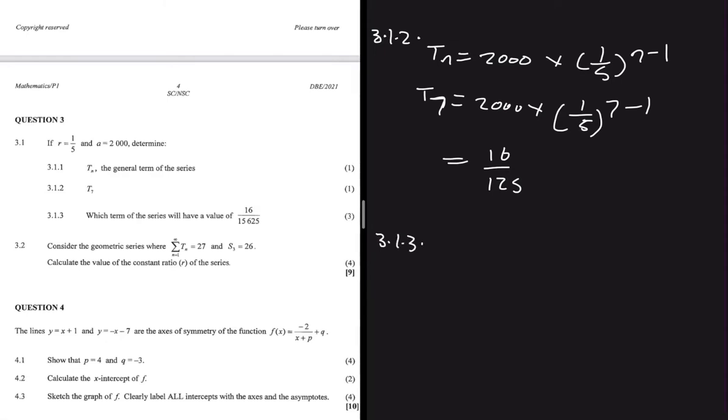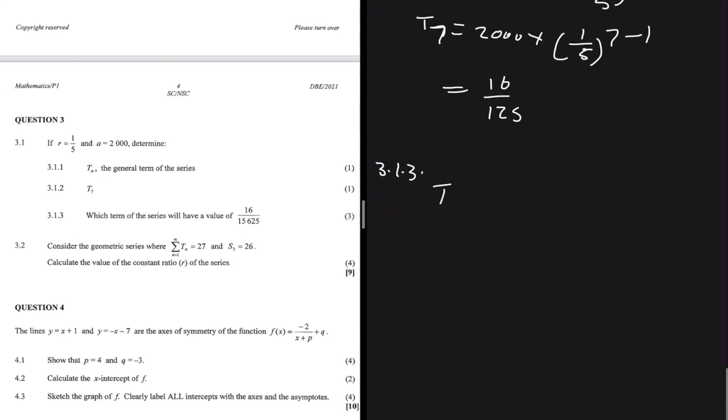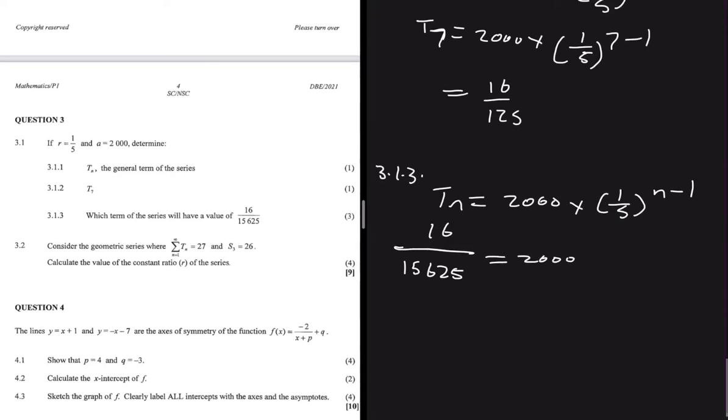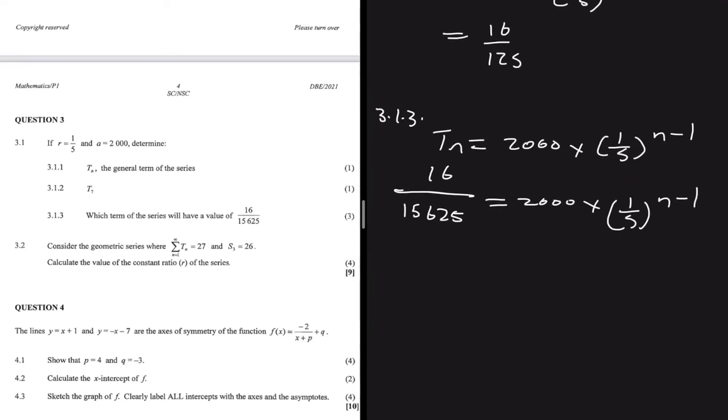3.1.3 says which term of the series will have a value of 16 divided by 15,625. So, okay. Tn equals 2000 multiplied by 1 divided by 5 to the power n minus 1. So Tn, they're saying that is 16 divided by 15,625, which is equal to 2000 multiplied by 1 over 5 to the power n minus 1. So let me divide both sides by 2000. I will get 16 divided by 15,625 multiplied by 2000, which is equal to 1 divided by 5 to the power n minus 1.